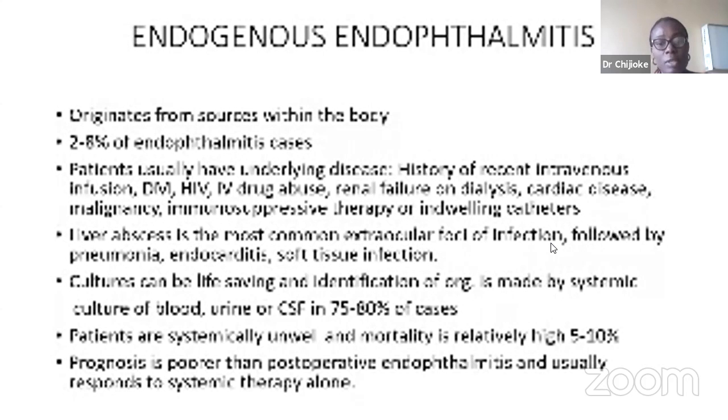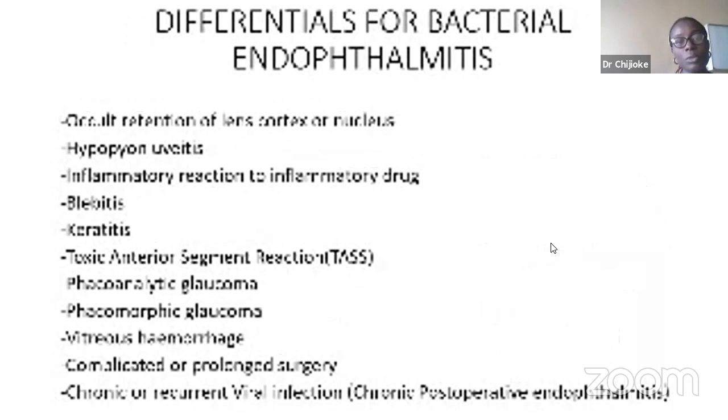Cultures can be life-saving, and identification of the organism is made by systemic culture of blood, urine, or CSF in 75 to 80% of cases. Patients are systemically unwell and mortality is relatively high, 5 to 10%. Prognosis for endogenous endophthalmitis is poorer than post-operative endophthalmitis, and it usually responds to systemic therapy alone.